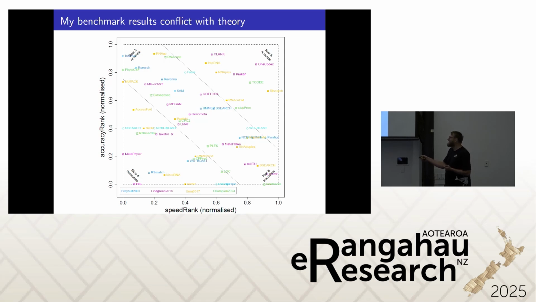So technically, these shouldn't really exist. Right? We shouldn't really have slow and inaccurate tools. I mean, conversely, we shouldn't really have fast and accurate methods either. But we definitely have outliers. And that was pretty consistent across every study that I ran.